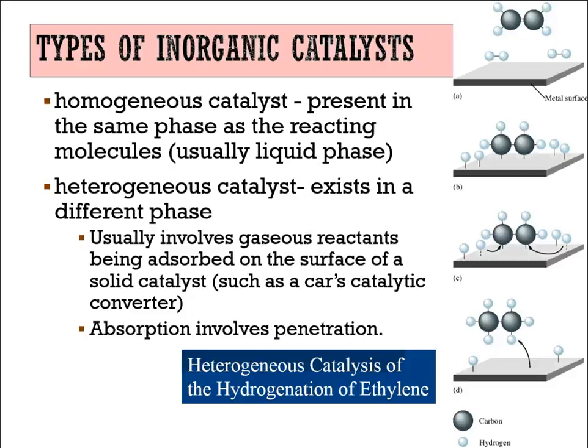I want to make mention of two types of inorganic catalysts. Inorganic means non-living, okay? So this is something that is used in industry in order to speed a process that is otherwise either unfavorable or requiring too much energy to start, too great of an activation energy. A homogeneous catalyst is present in the same phase as the thing it's reacting with. So liquid and liquid, adding a liquid to another liquid to facilitate a reaction, is a homogeneous catalyst. A heterogeneous catalyst exists in a different phase, and this usually involves gaseous reactants being adsorbed onto the surface of a solid catalyst, such as a car's catalytic converter.